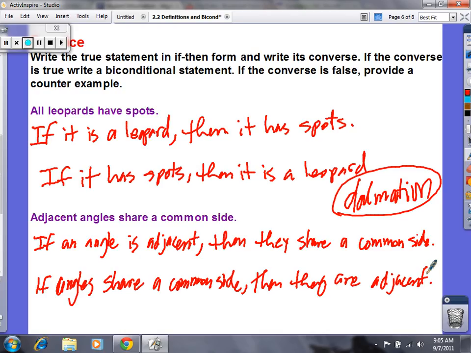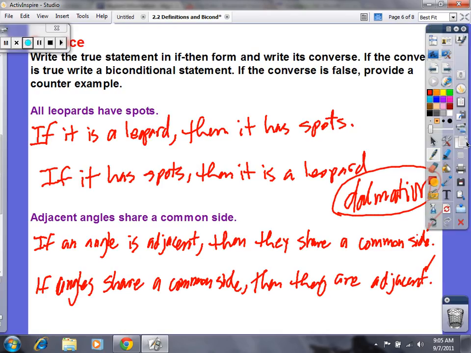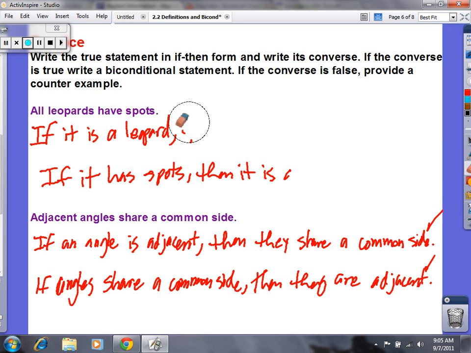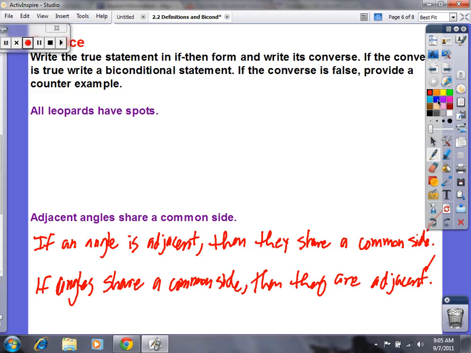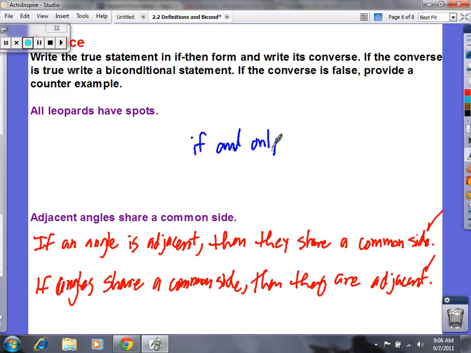Okay. If it is true both forwards and backwards, here's what we want to do. We want to write it as a biconditional statement. So we want to put an if and only if in there. Remember, if and only if is going to go kind of in the middle. So we're going to have the hypothesis on the left and the conclusion on the right.